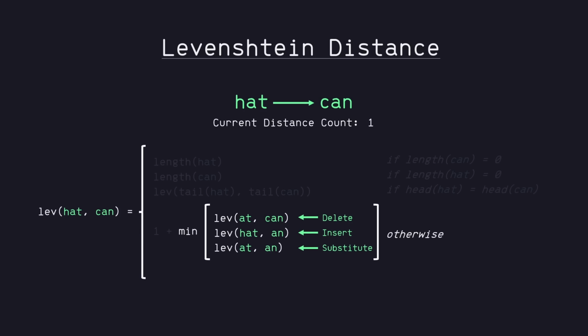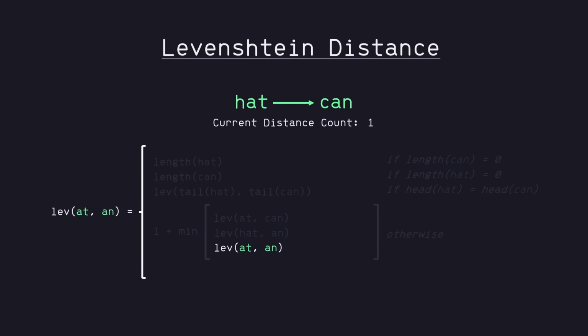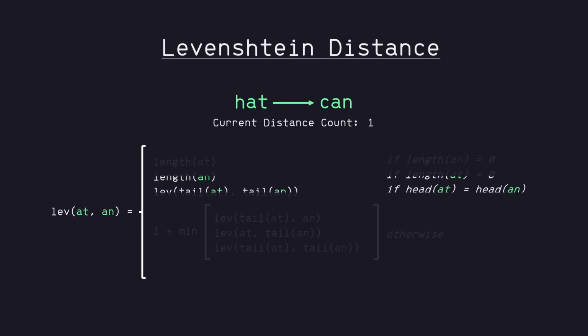Since we were able to intuitively solve this earlier, we know that our first move is substitution, so let's follow that route. Again, we go through our guard clauses. The length of AN is not 0, so we move on. The length of AT is not 0, so we move on. Next, we get to this conditional. If the head of AT is equal to the head of AN, which it is, because they both start with the letter A.